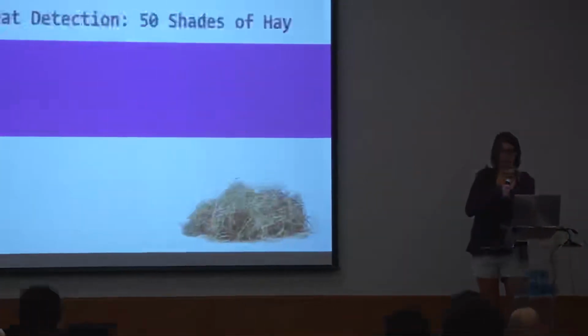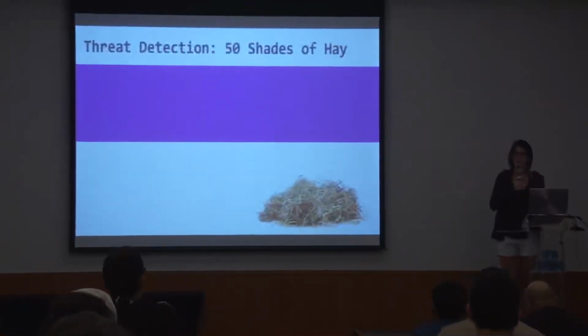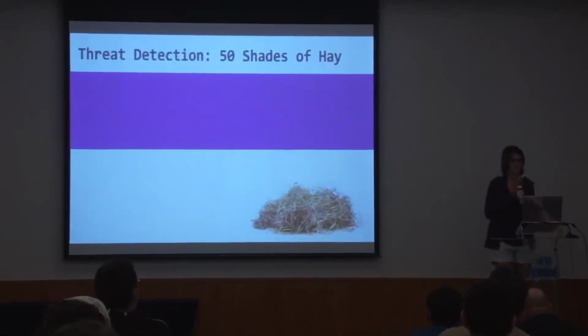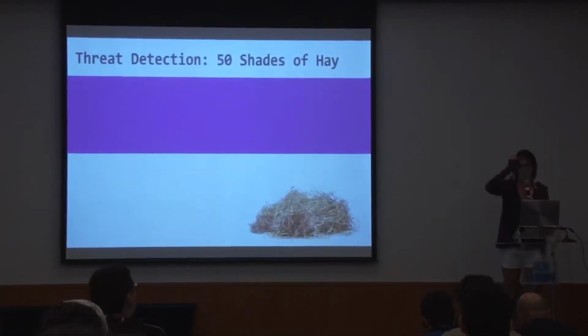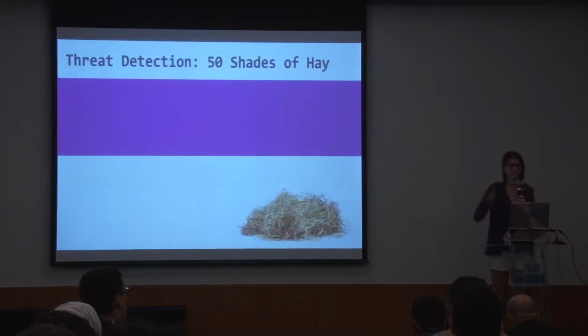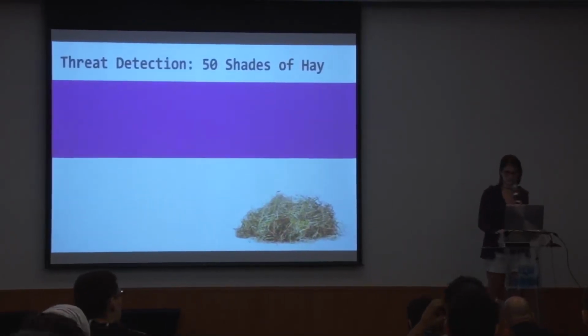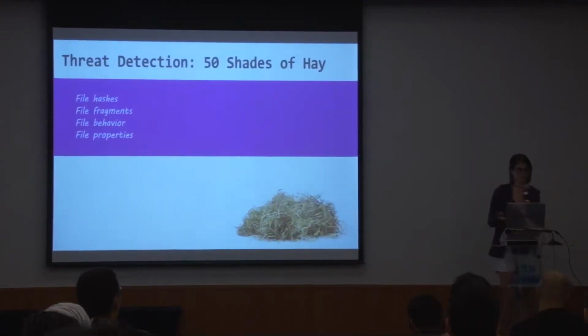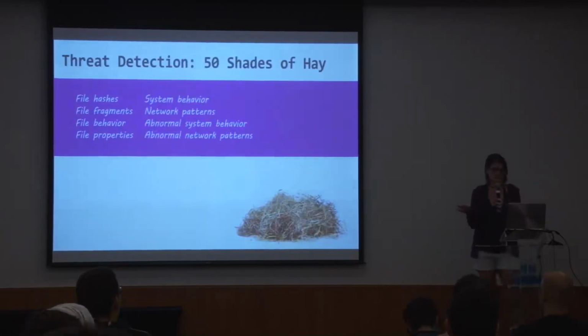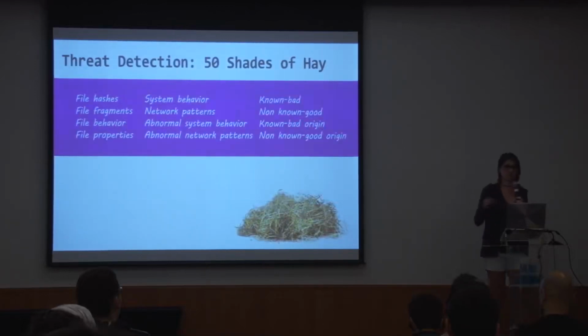Most of my professional career, as mentioned, I worked in threat detection, and that's a rather frustrating field because threat detection has suffered from one and the same problem since basically the creation of threats and threat detection. Threat detection in its basic means is either file hashes or file fragments or behavior or other properties of files that we can use. It's system behavior or network patterns that we search for. It's anomalies. It's known bad and known good and non-known bad and non-known and whatever.